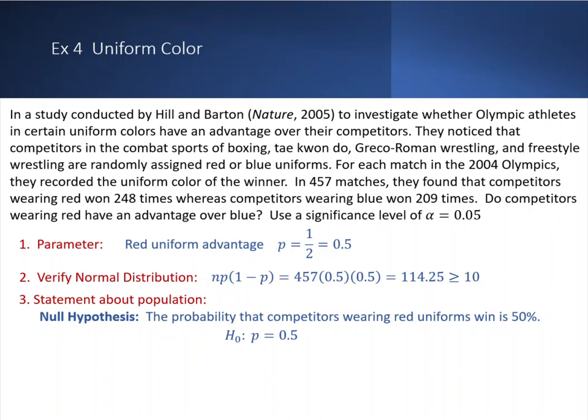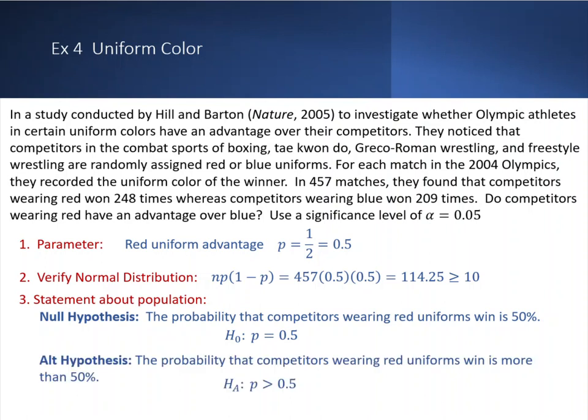The alternative is what we want to show. It's what the researchers believe. Researchers believe that competitors wearing red have an advantage. So the probability that competitors wearing red uniforms win is more than 50%, or in other words, H sub A says that p is greater than 0.5. So we have our beginnings here of our hypothesis test.